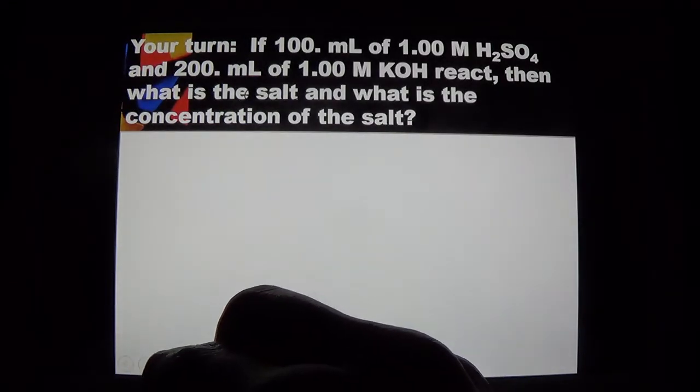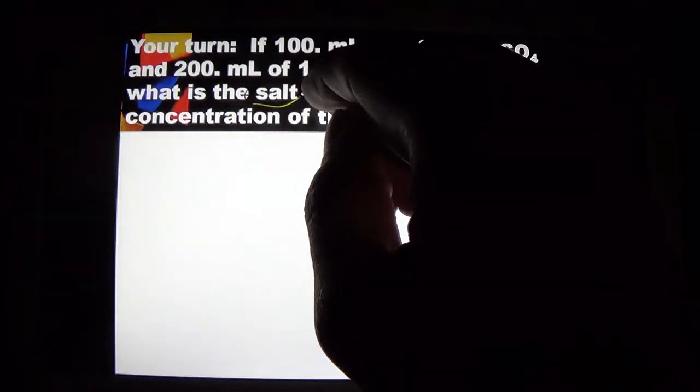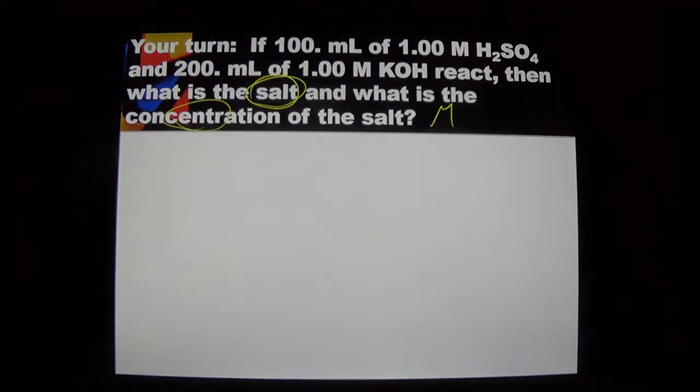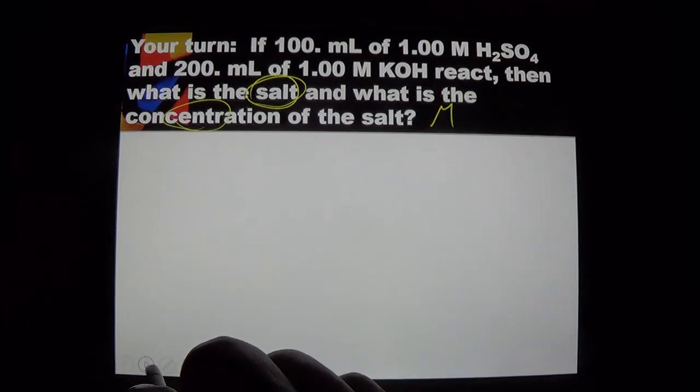Well, you can't really see black at all, can you? So you're going to need an answer of what the salt is, and then I want the concentration. Remember, concentration better be in molarity. Moles is not a concentration. Moles per liter is. So pause the video here.